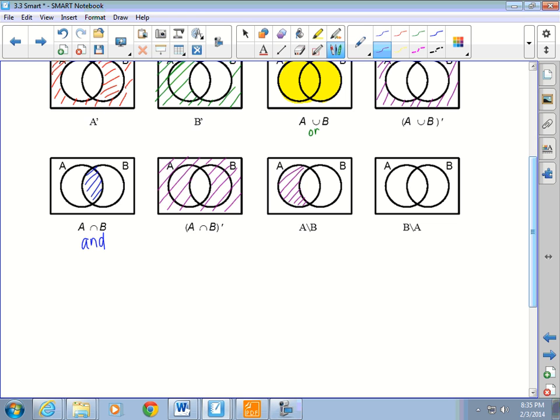B minus A means everything in B but not in A. So this was in A but not B, and this is in B but not A. So it's just that part of the circle there.